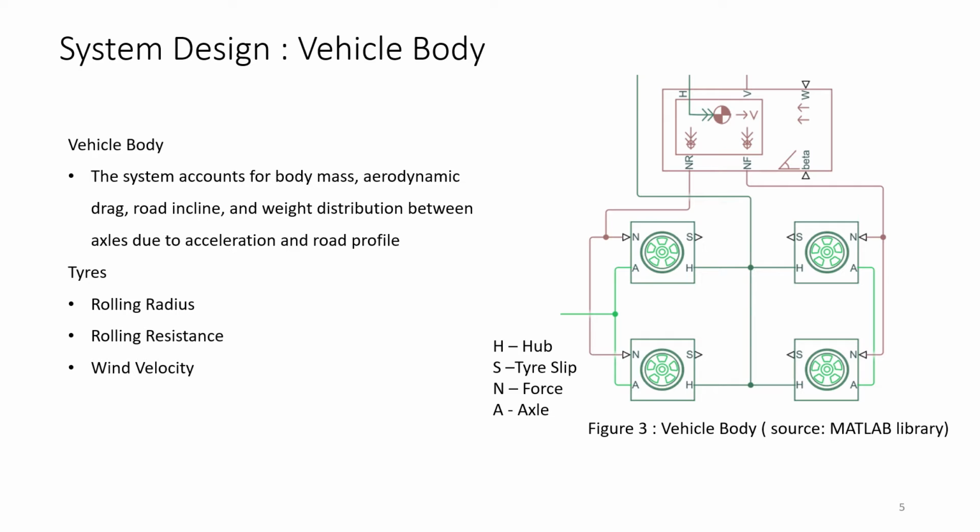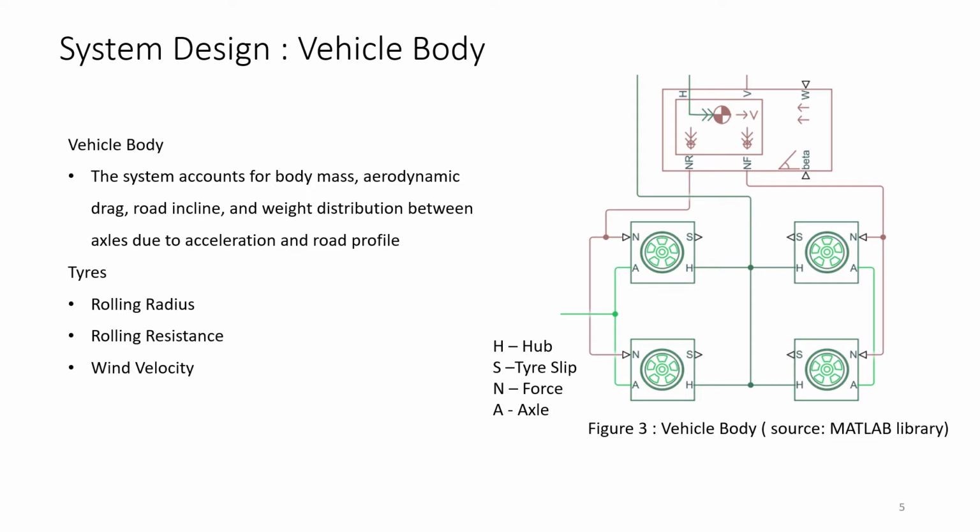The vehicle body, as shown in figure 2, is used to input various parameters like body mass, aerodynamic drag, road incline, and weight distribution between axles due to acceleration and road profile. Connection H is the mechanical translation serving port associated with the horizontal motion of the vehicle body. The resulting traction developed by tires is connected to this port. Connections V, NF, and NR are physical signal output ports for vehicle velocity and front and rear normal wheel forces.